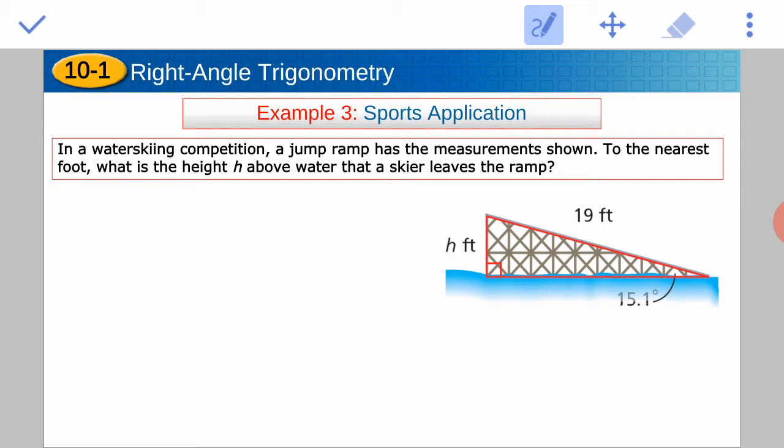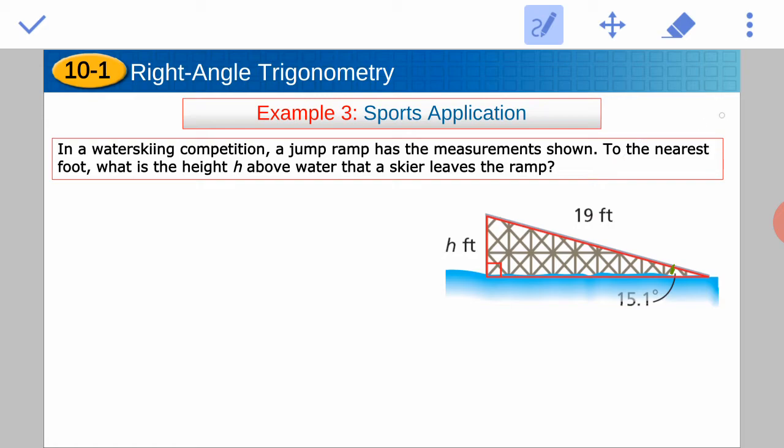Example number 3, it's a sports application. In a water skiing competition, a jump ramp, this is a jump ramp, this is the water level, and this is the height of the jump ramp. The jump ramp has a measurement shown. This is the measurement, so 19 feet is the length of the jump ramp. H is the height from the level of the water. And this acute angle, the angle between the ramp itself and the level of the water, is 15.1 degrees.